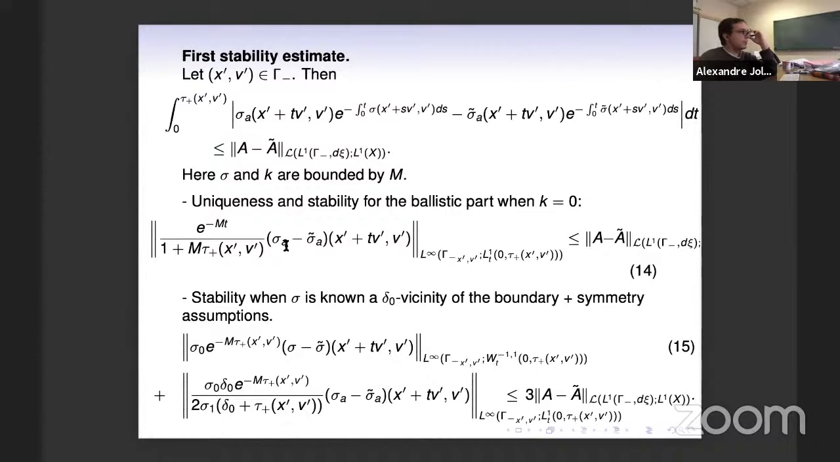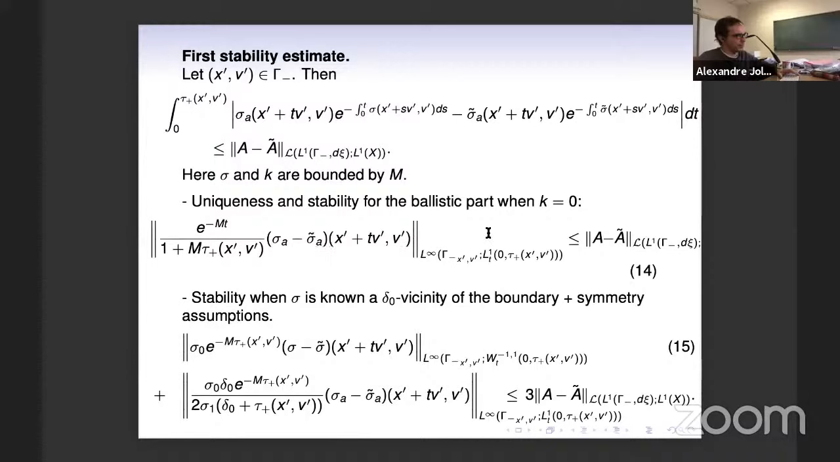The estimates degrade when you take a point inside the domain. When the point x prime plus t v prime is far from the domain, you have an exponentially decaying weight, which is written here. So it means that the reconstruction of sigma A is rather ill-posed. Somehow it is a severely ill-posed problem.